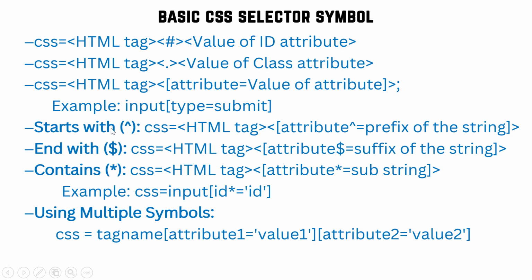If you want to use starts with, you can give the tag name, attribute, this caret sign equal to the prefix, the starting part, whichever is constant. Ends with is tag name, attribute dollar sign equal to the suffix of the string. And contains means anything, either starting, middle, or end part. What is that? Tag name, attribute star equal to the substring. Now let's understand some examples, then you can easily understand.